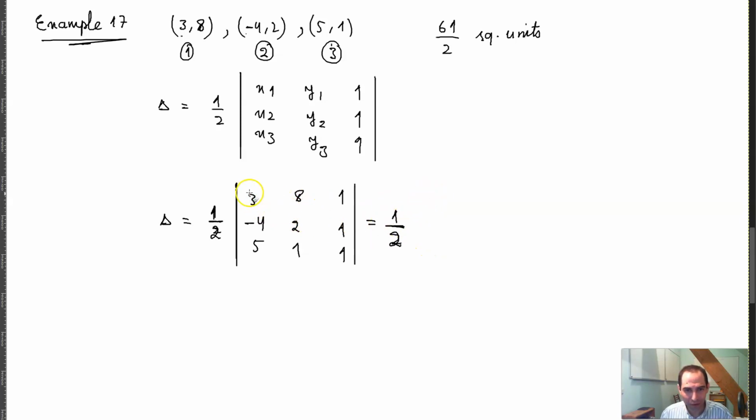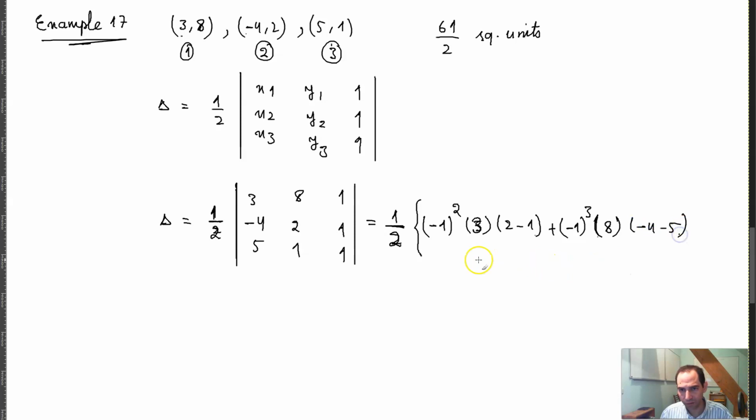But well, you can write this as expanding along the first row. You can write it as 1/2 times, for example, -1 raised to the second power times 3 times this determinant, which is 2 minus 1, plus -1 to the third times 8, and then you have -4 minus 5, plus -1 to the fourth times 1, and then you have -4 minus 10.